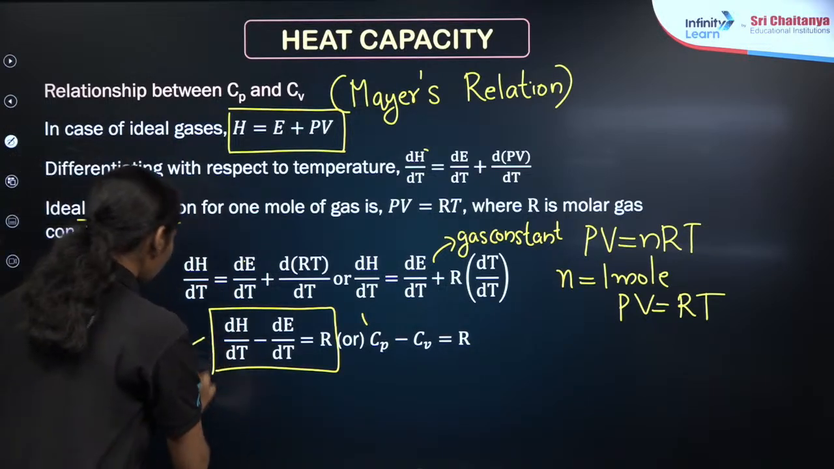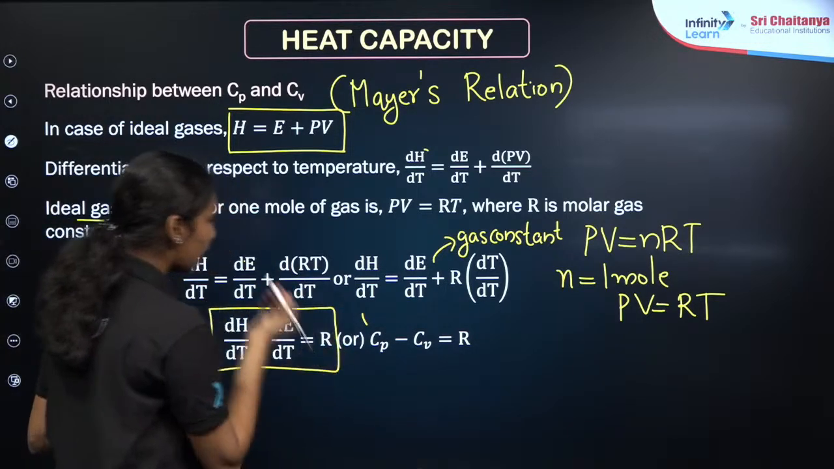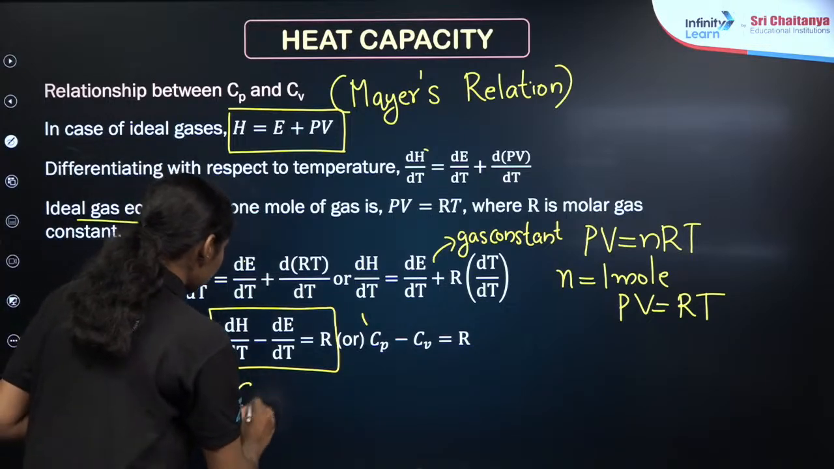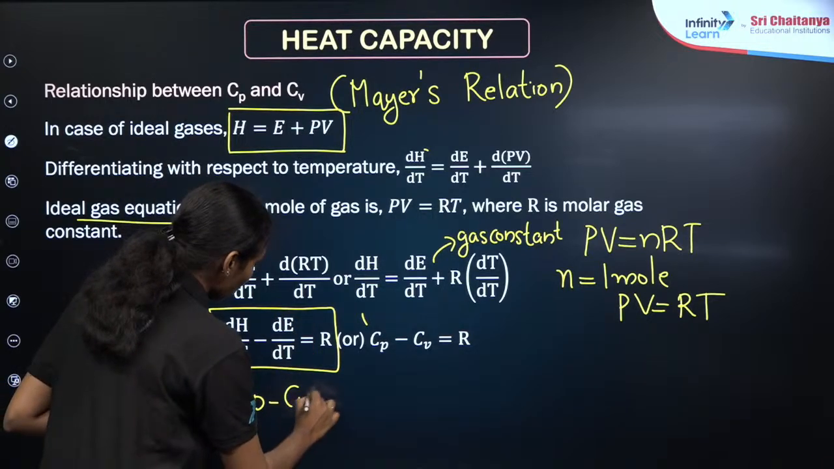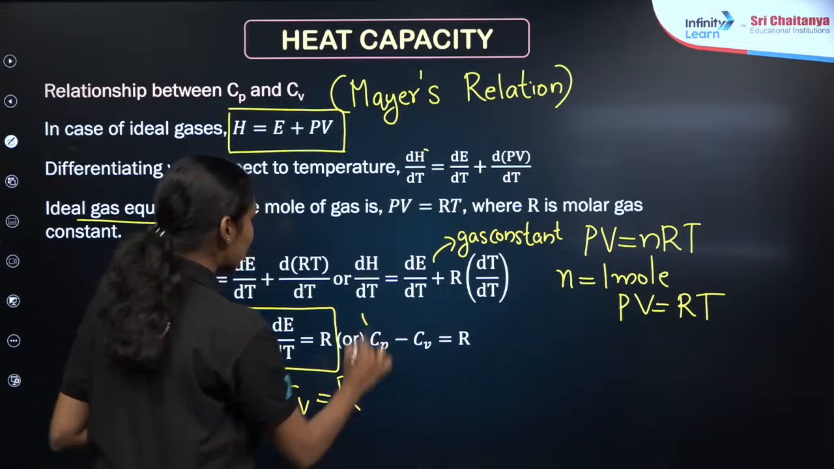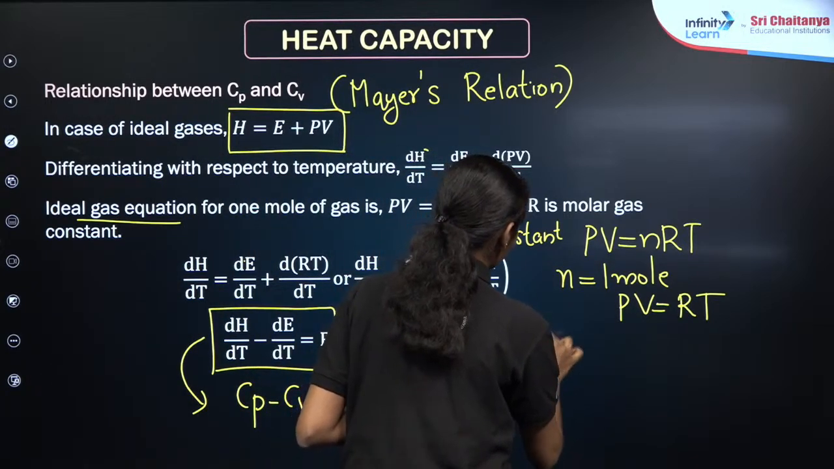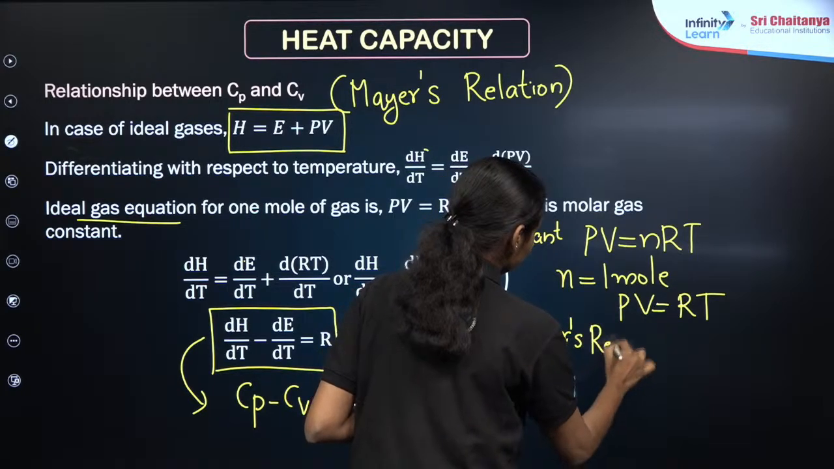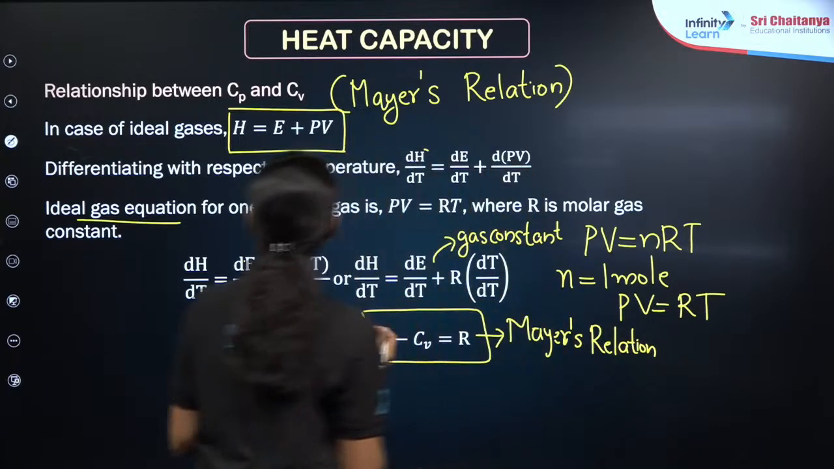We have already discussed Cp and Cv. Cp means heat capacity at constant pressure, which is defined as the change in enthalpy. So this term will become Cp and this term will become Cv. I can write Cp minus Cv is equal to R. This will be our final Mayer's relation. Clear?